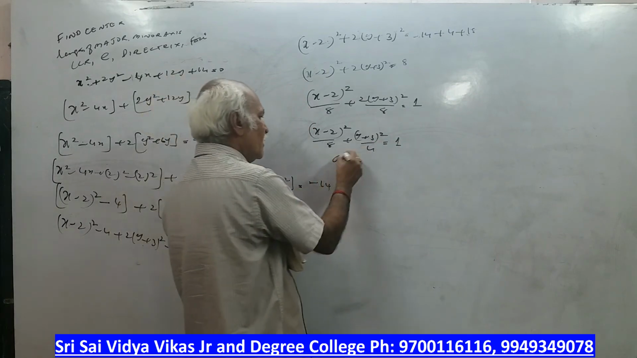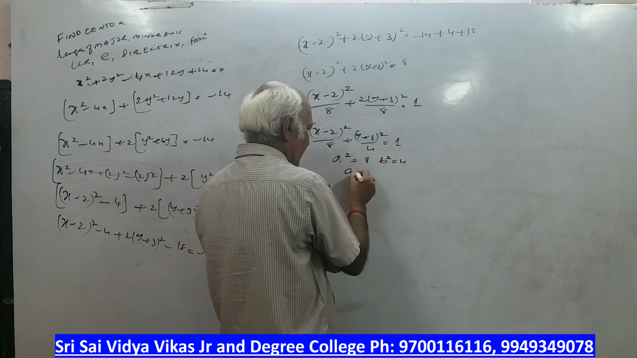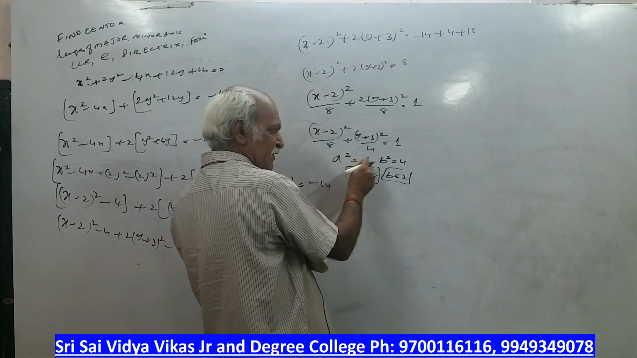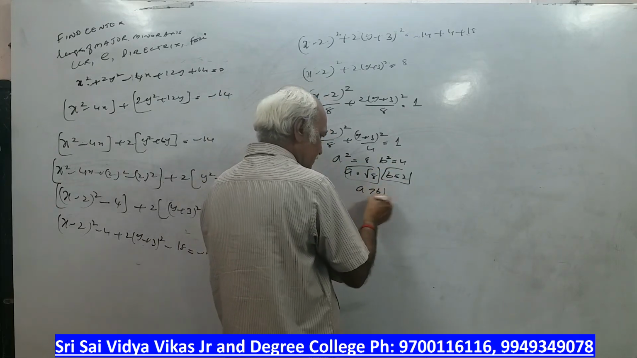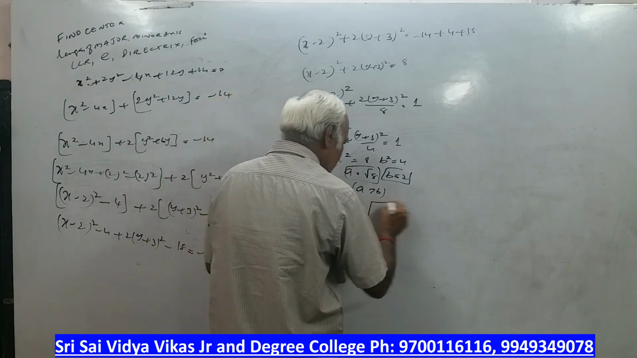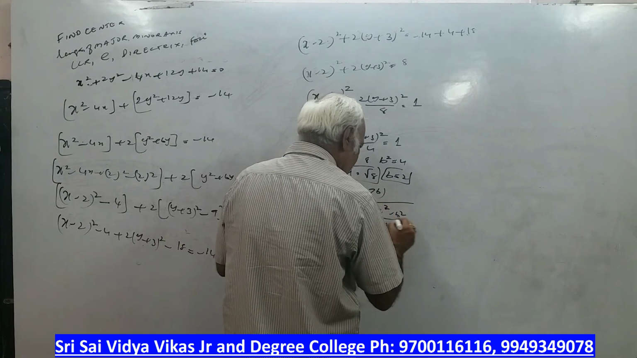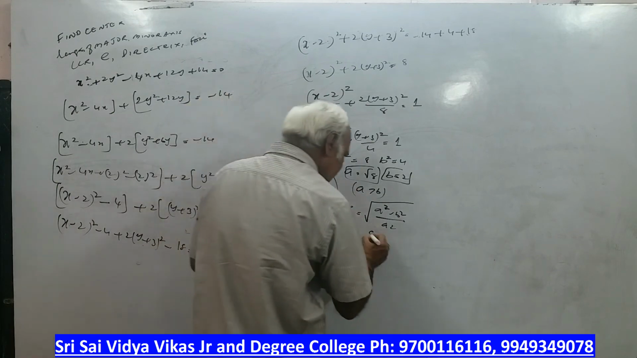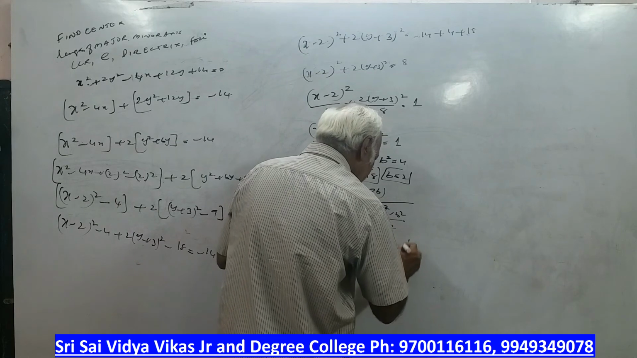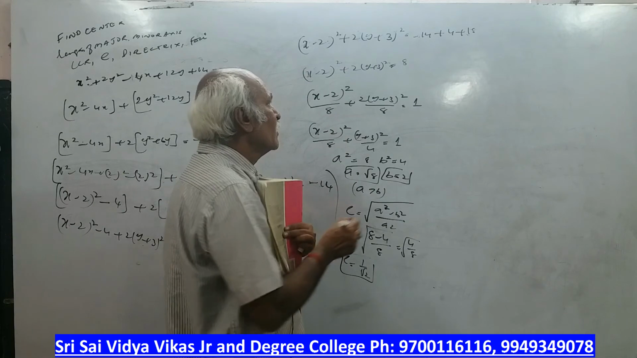Observe here, a square is equal to 8, b square is equal to 4. a is equal to root 8, b is equal to 2. Here a square is 8, b square is 4. So obviously a is greater than b. Immediately, first what you have to find out? The e value. Root of a square minus b square by a square. A square is what, sir? 8. 8 minus 4 by 8. So 4 by 8 on the root. So e is equal to 1 by root 2. Okay, e value we got.